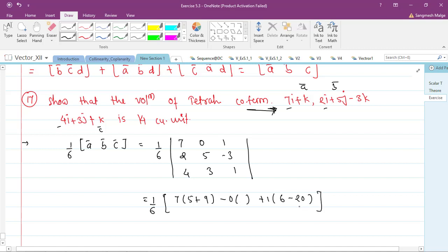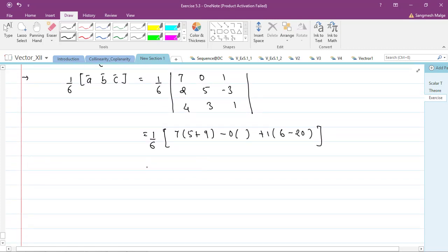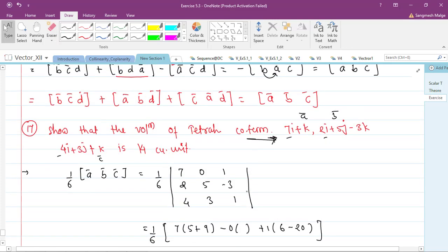Okay, so let's solve this further. This is equal to 1 by 6, we have 7 into 14 minus 12, so it is 14, so it is minus 14. How can you do this? You can take 14 outside divided by 6, and the remaining inside is 7 minus 1, which is 6. So this 6 can be cancelled out, so this is equal to 14. So the answer is yes, we can show that the volume of this tetrahedron is equal to 14.